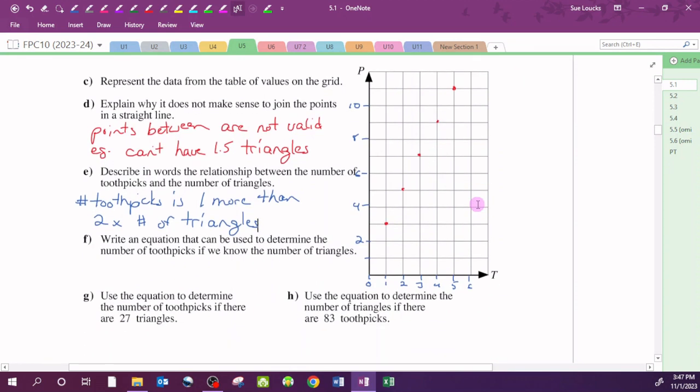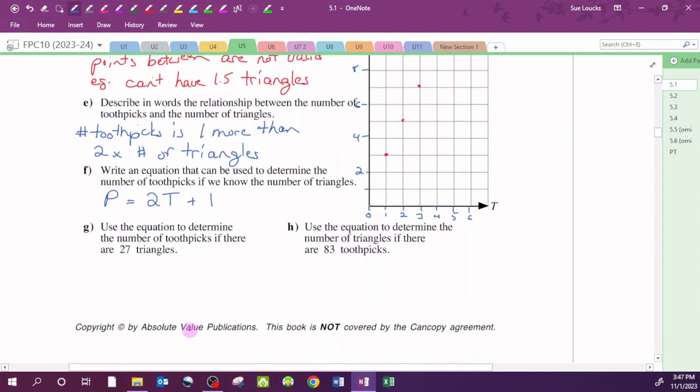And then write an equation that can be used to determine the number of toothpicks if we know the number of triangles. So toothpicks is going to be 2 times the number of triangles plus 1. So that's like 1 more than 2 times the number of triangles. And then let's use this equation to find the number of toothpicks if there are 27 triangles. So when you have a formula like this, it's really helpful. When you get into physics, your physics teacher will make you do this. Every physics teacher I've ever known insists that you do this. I don't know why we don't do that in math because it's really helpful.